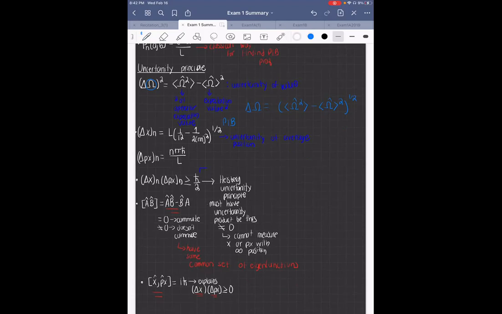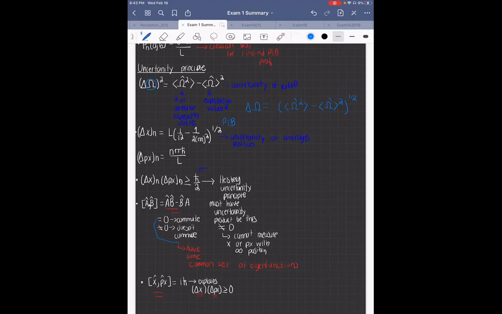And we're going to go on to commutators next. A commutator is basically asking, can I apply both of these operators onto a wave function and measure both at the same time? If it's 0, that means I can measure them equally and they have a common set of eigenfunctions, which means they commute. And if it's not equal to 0, they don't have a common set of eigenfunctions, and they don't commute.